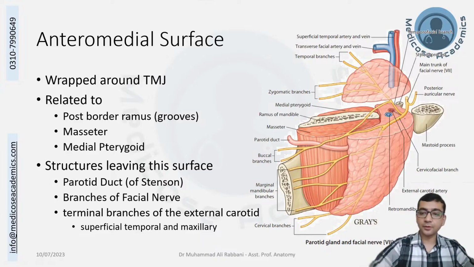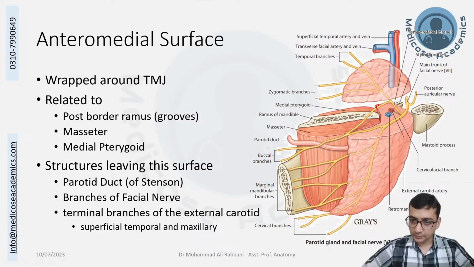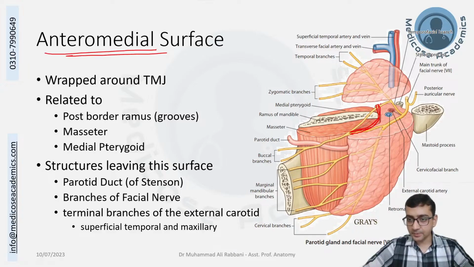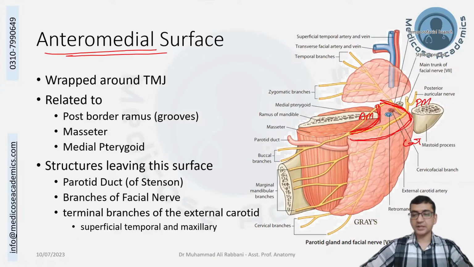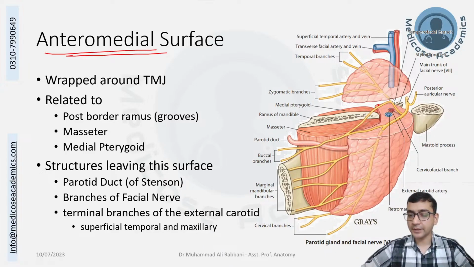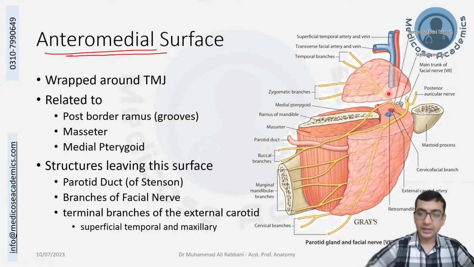The medial aspect is divided into two parts. This part is the anteromedial surface, and this part will be talked about as the posteromedial surface. This is anteromedial, this is posteromedial, and this will be the lateral surface. So these are the surfaces across which the relations are studied. Having talked about the lateral, let's talk about the anteromedial and posteromedial surfaces.